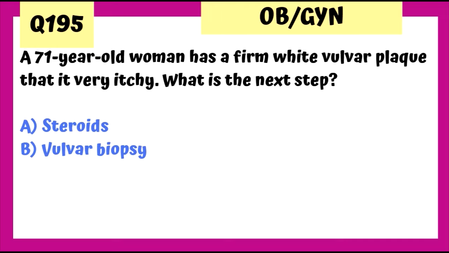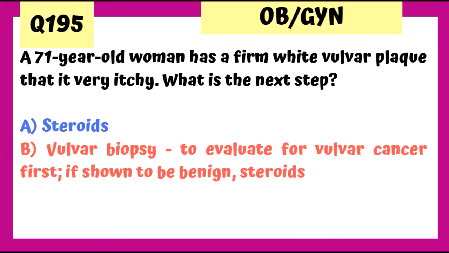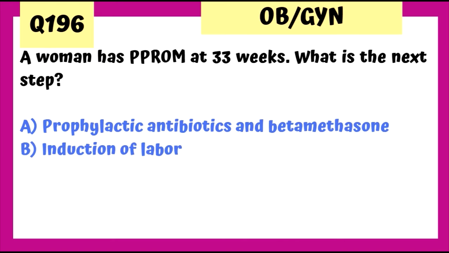Question 195. A 71-year-old woman has a firm white vulvar plaque that is very itchy. What's the next step? So here we want to go vulvar biopsy. Again, we want to rule out vulvar cancer, and then we go for steroids. 196. A woman has preterm pre-labor rupture of membranes at 33 weeks. What's the next step? So here we want to give prophylactic antibiotics and steroids.